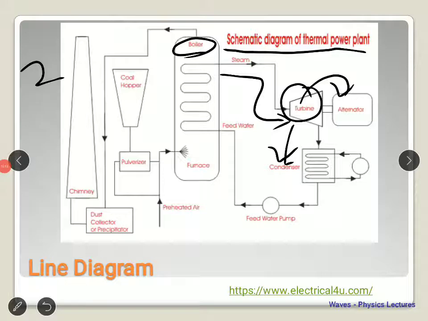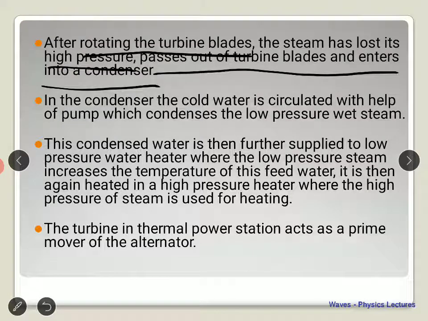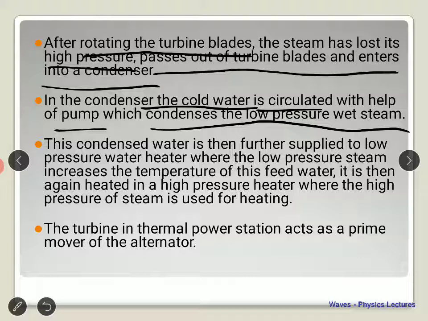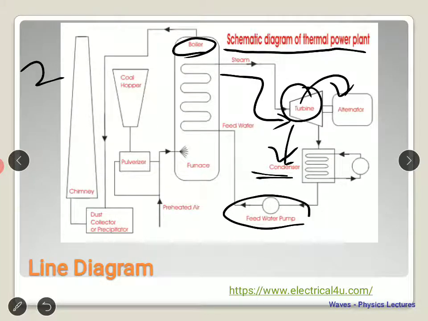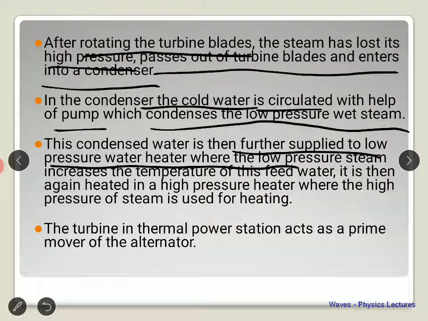So we have the condenser here. It is fed into the condenser. In the condenser, cold water is circulated with the help of a pump, and this will condense the low pressure wet steam. This condensed water is then supplied to the low pressure water heater. Then it is heated again in a high pressure heater, where the high pressure steam is used for heating. So it can be reused again.